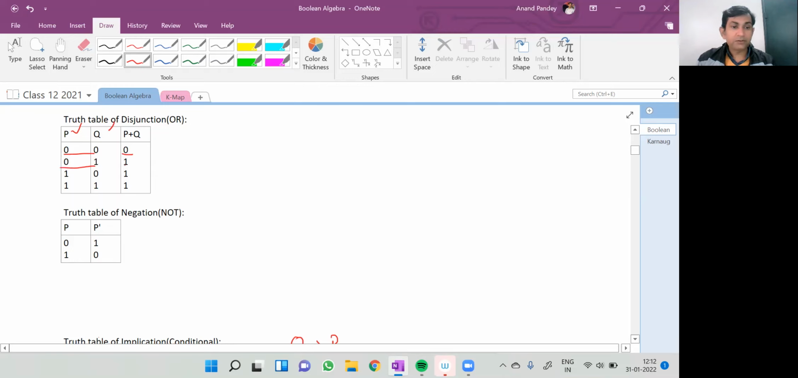0 0 1 1 1 0 1 1 1 1. If any one of the input is 1, the output will be 1. एक भी 1 होगा तो output 1 आएगा. So this is about truth table of disjunction.